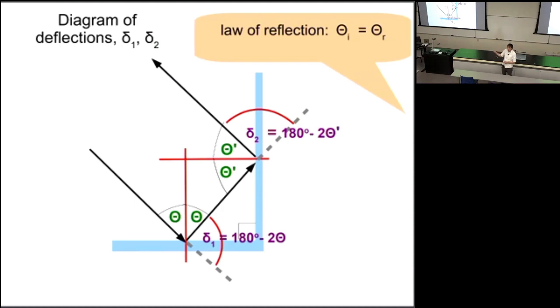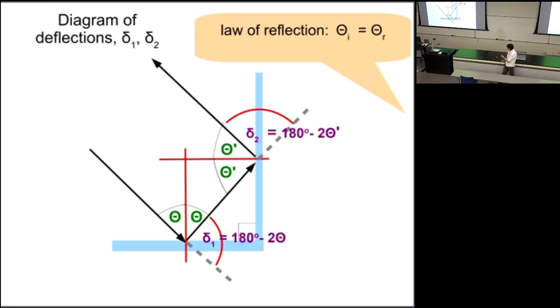And we're going to show it by figuring out the individual deflections of the mirrors that make up the retroreflector. So there's a deflection here. I called it delta 1, subscript 1, that's the deflection on the first reflection. This is delta 2, the deflection on the second reflection. What are these deflections? Well, can you read it off this picture?